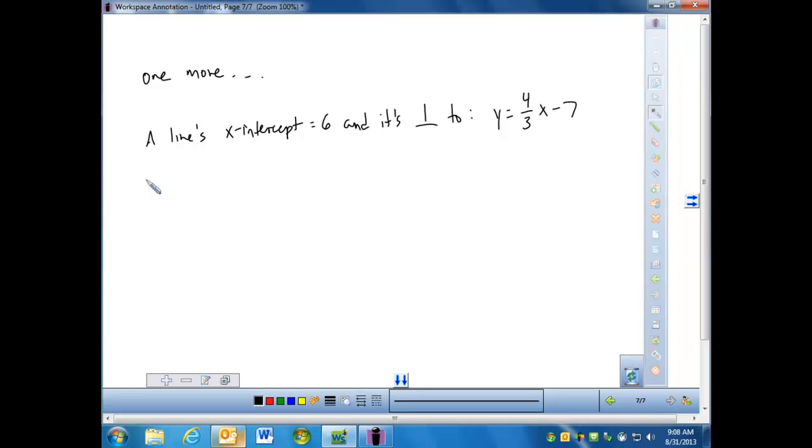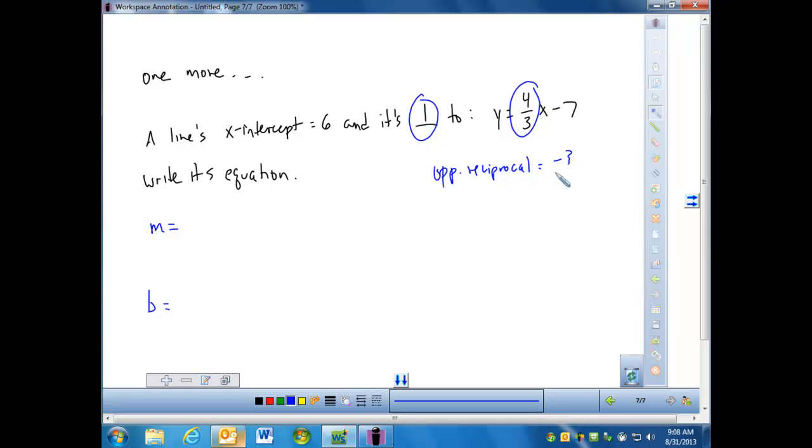Write our equation. So again, hey, stop this, pause it, see if you can figure it out. Again, first thing is what? Find your slope. So the slope of the other line is 4/3. Opposite reciprocal to that, negative 3 over 4. That's going to be the slope of our line, negative 3 over 4.